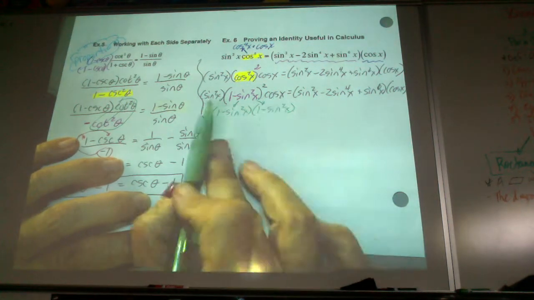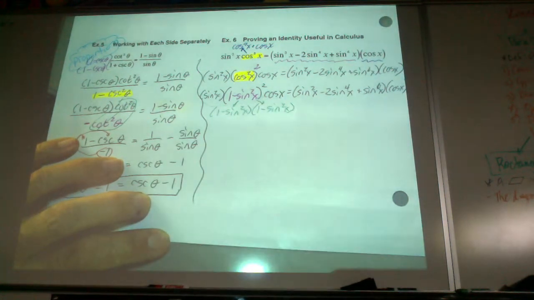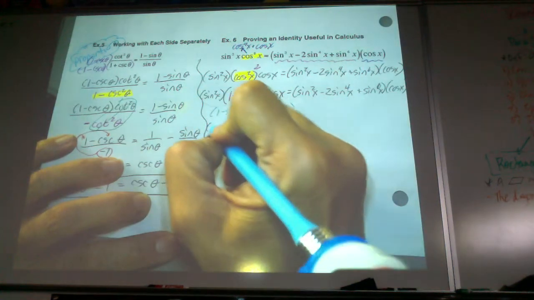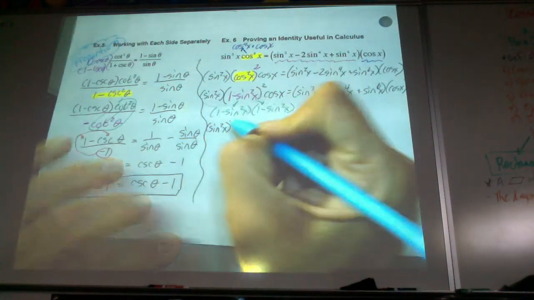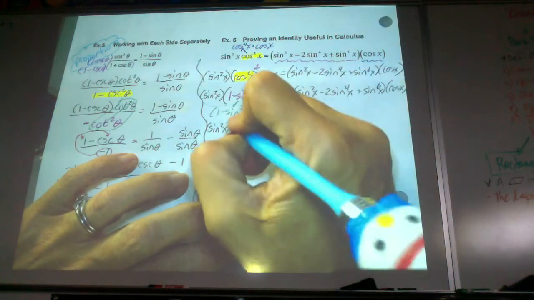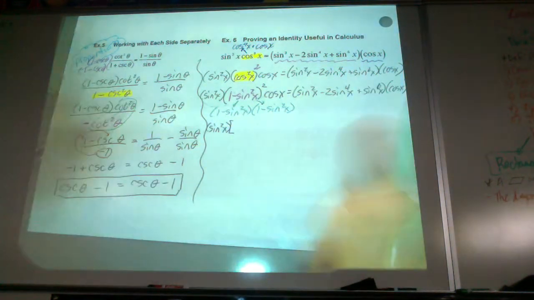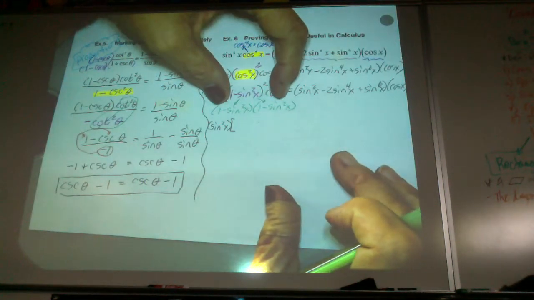But we're not forgetting about the sine squared and the cosine. So start with your sine squared. Write that in there and forget about it. Then we're going to multiply out this binomial, FOIL it.